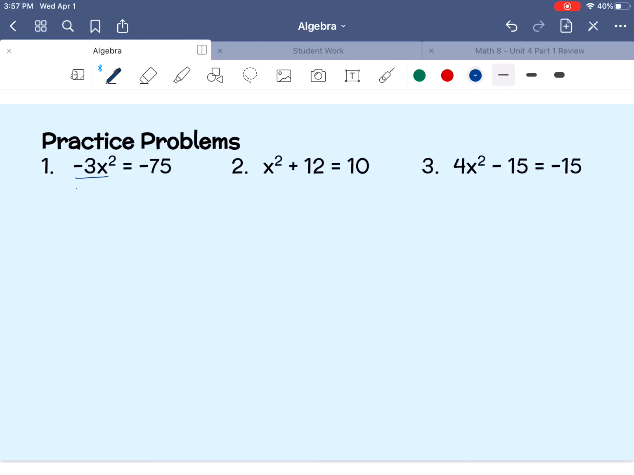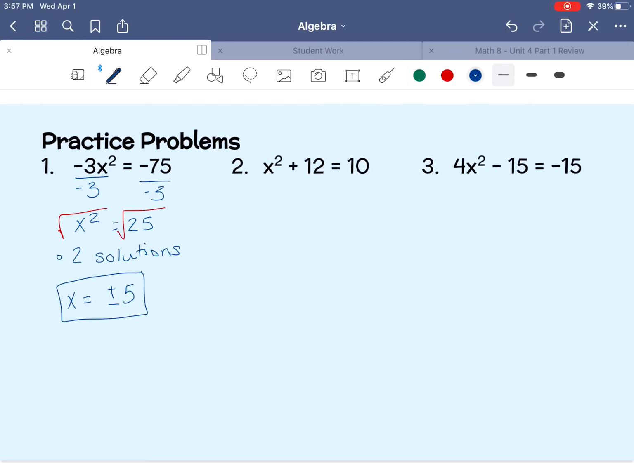So, dividing by 3, x squared equals 25. So the d value is positive, so there are 2 solutions, and our 2 solutions are positive and negative 5. Okay, I need to move the negative 12. Our d value is negative, which means we have no real solutions.